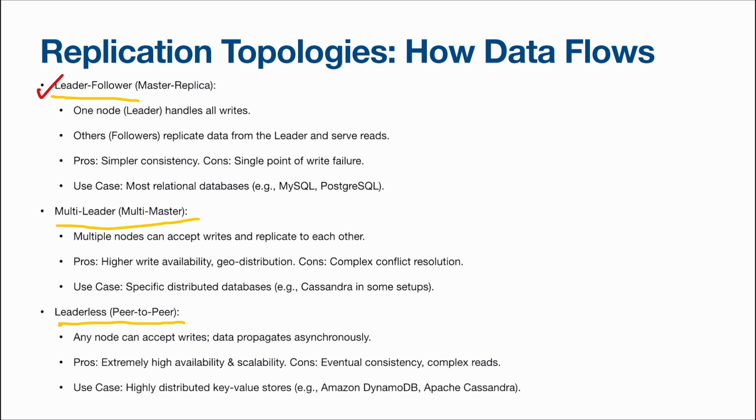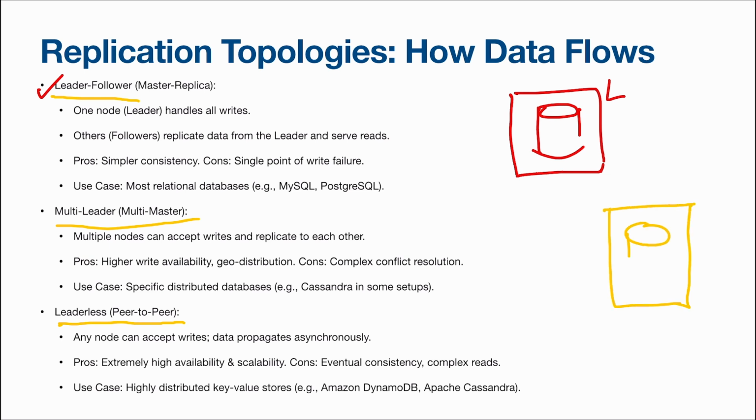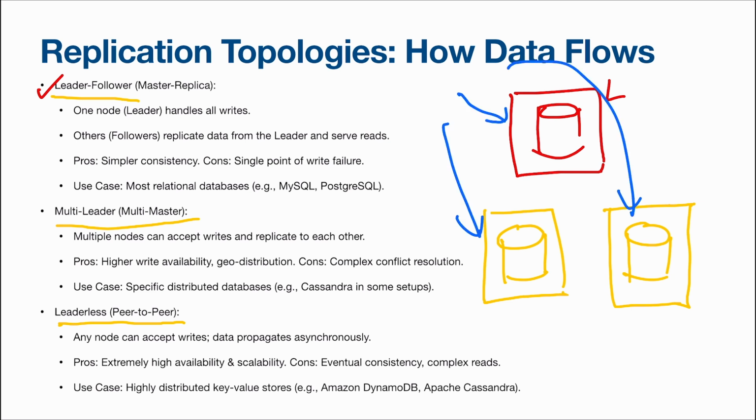Leader-follower is the most commonly used model. Here we have multiple copies of the same DB. Let's say I have a leader and two followers. Whenever there is a read request, it can be served by any of the replicas. But whenever there is a write request, it can only be served by the leader, and that leader then takes care of replicating the write to the followers.